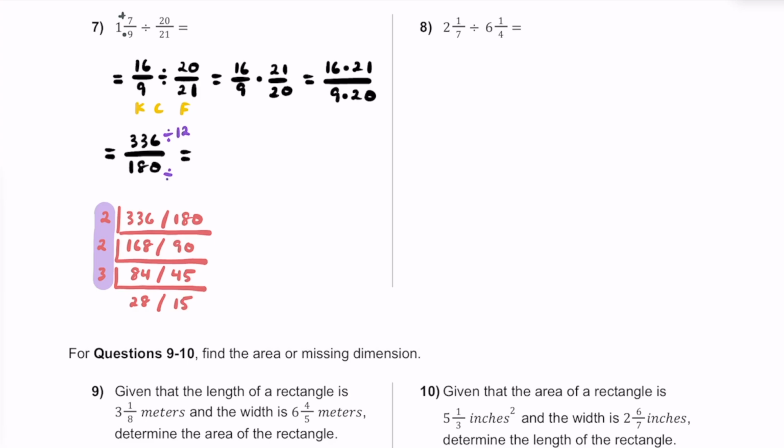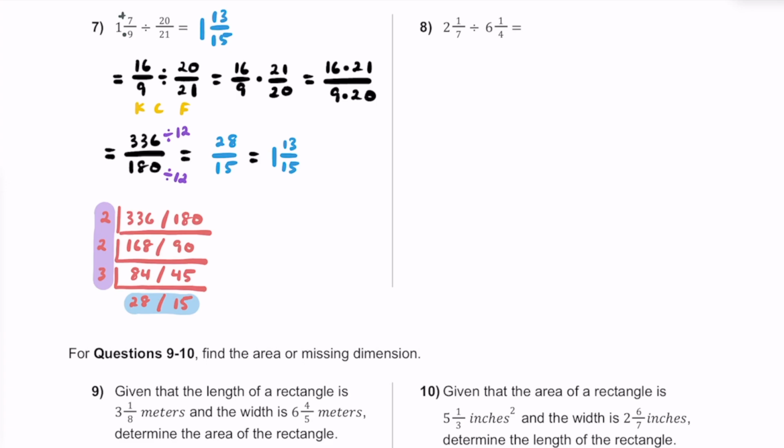We can divide top and bottom both by 12. And if we do that, what are we left with? Again, don't do the division, just use these numbers at the bottom, right? Because 336 divided by 12 is 28, and 180 divided by 12 is 15. Turning this into a mixed number, 15 fits into 28 just one time, because 2 of them makes 30, so we're off by 2. So we have a remainder of 13, and it's 13 out of 15. So our quotient, or the answer to the division problem, is 1 and 13 fifteenths. That's how many times this 20 over 21 will fit inside of this 1 and 7 ninths.